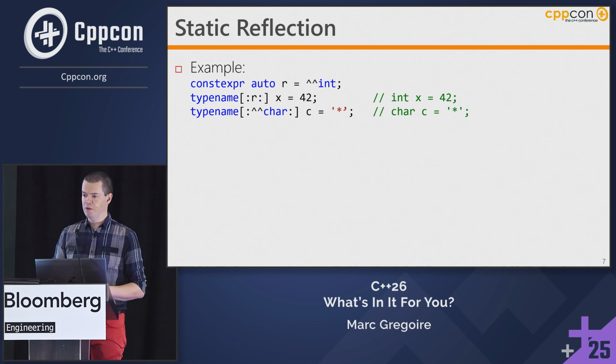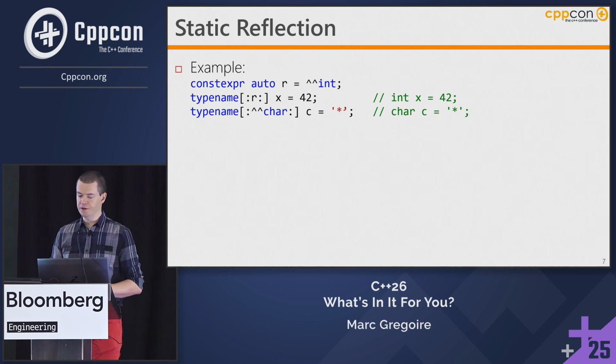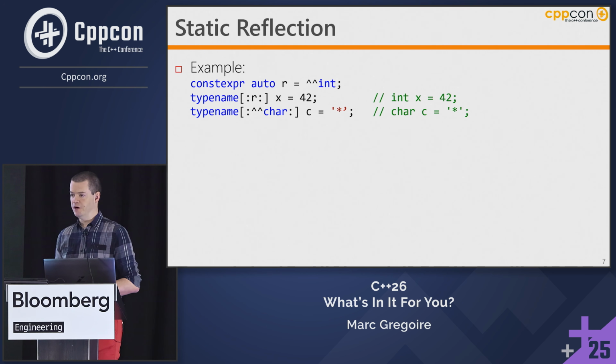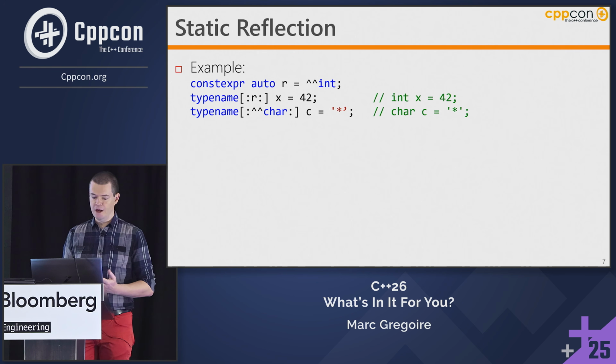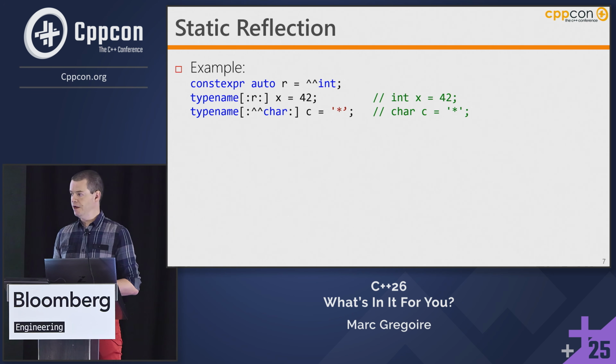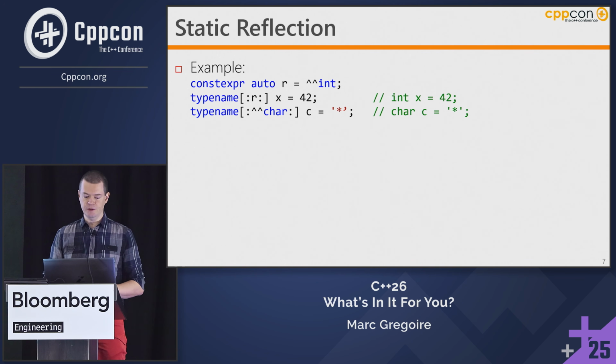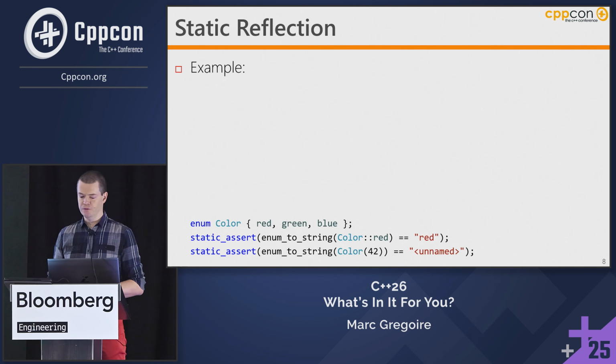Of course, you can also combine the splicer and the reflection operator together. So here we're defining a variable c, and the type of this we query by using a reflection operator on type char, and then using a splicer. Of course, this is a bit convoluted. You're never going to use it like this, but let's look at a more useful example.